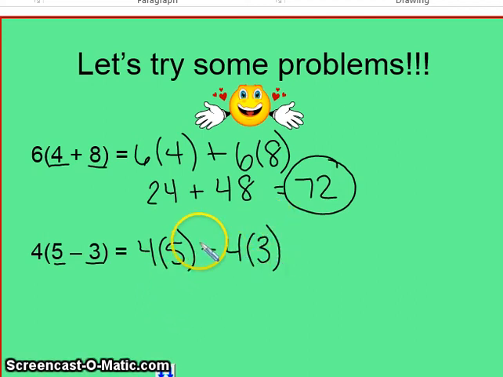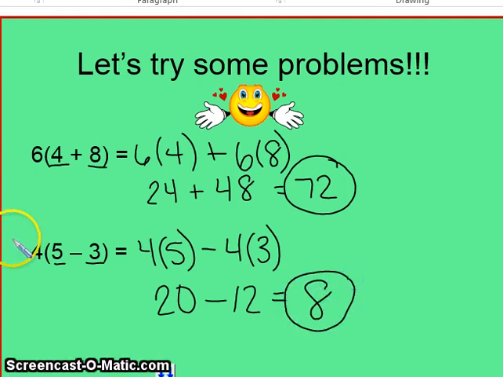When I simplify, of course, I have to do multiplication before I can do that subtraction. So 4 times 5 is 20, minus 4 times 3, which is 12. And then I subtract 20 minus 12 is 8. Again, notice if I had subtracted what's inside the parentheses first, 5 minus 3 is 2, and 4 times 2 is also 8.